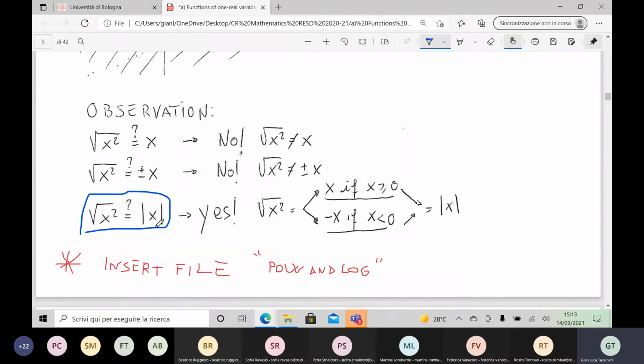That is, square root of x squared is equal to x if x is greater or equal than 0. It is equal to minus x if x is negative, because the square root is always greater or equal than 0. In this way, you see that when x is negative, you take minus x, which makes it positive. So the graph of square root of x squared is equal to the graph of the absolute value of x.